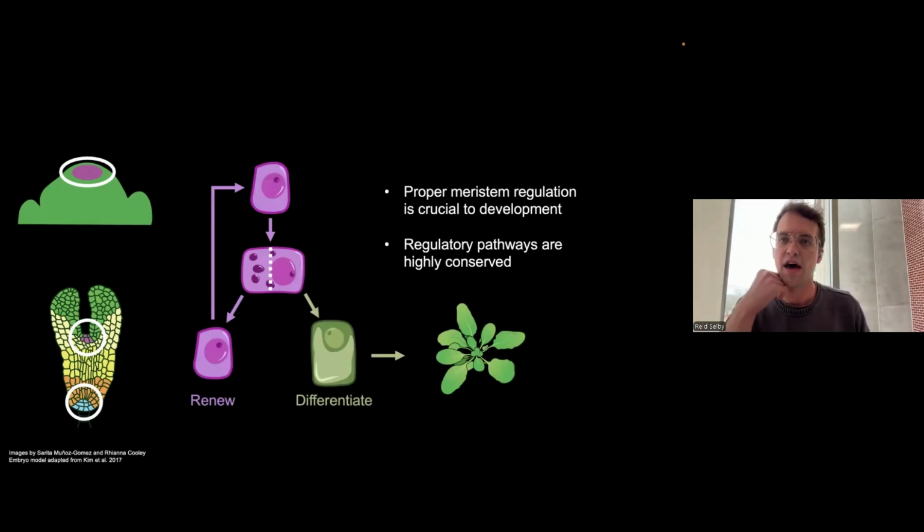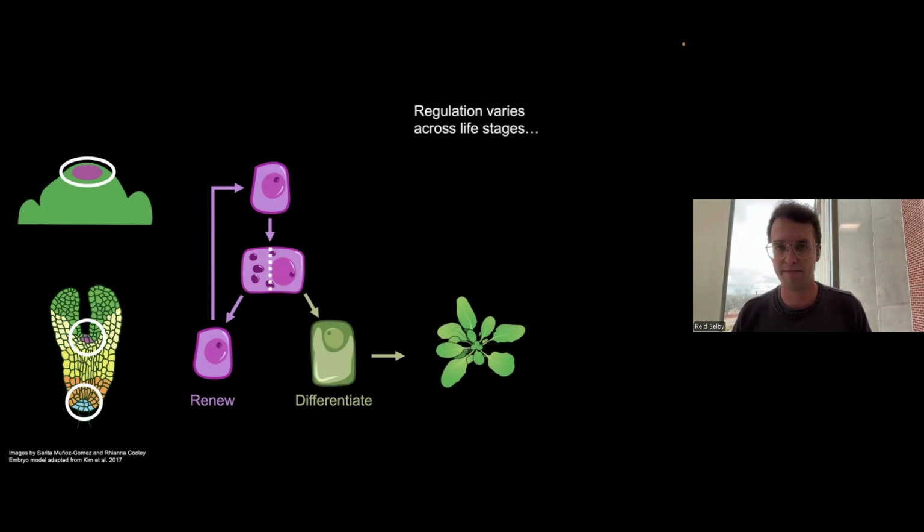This process of differentiation is what leads to the organs that we see plants produce, like leaves, throughout their entire lives. Because this process of differentiating and renewing stem cells is so crucial to plant development, the pathways regulating this process are usually highly, highly conserved, because if something goes wrong, you're not going to develop properly.